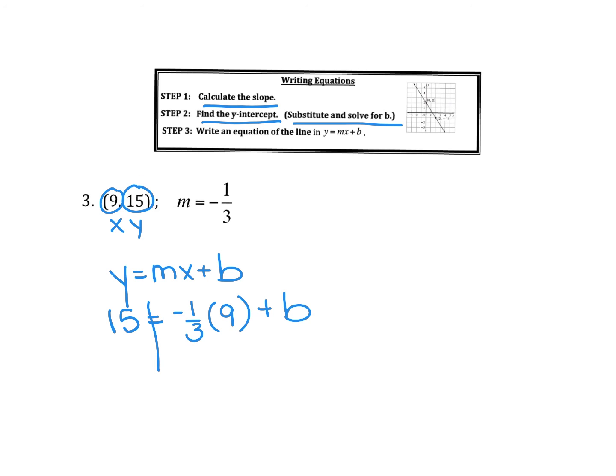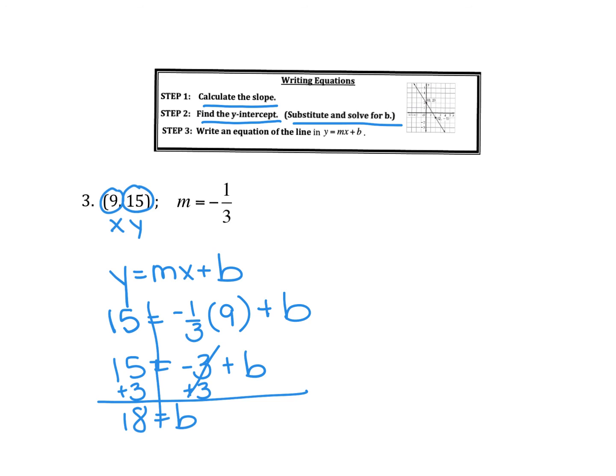All right, so we have negative 1/3 times 9. And if you're struggling with those fractions, just plug it in your calculator. So that's going to give me a negative 3. 1/3 of 9 is 3, and I had a negative. And now we're going to have our 15. All right, so we're trying to get that b all by itself still, so I'm going to add the 3. And we'll have 18 is equal to b.